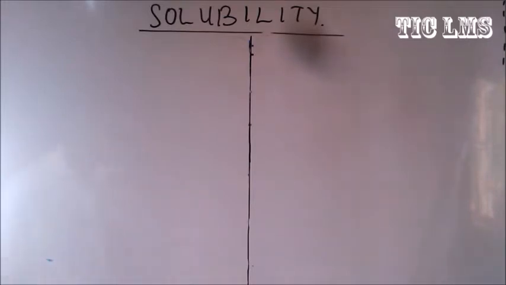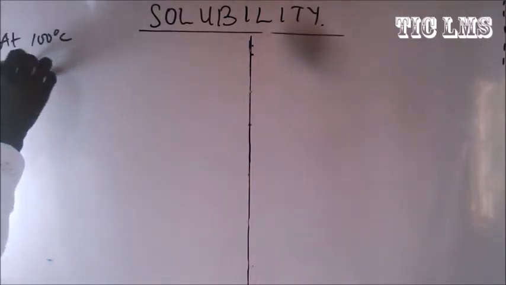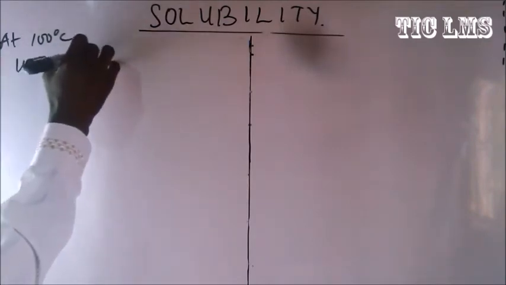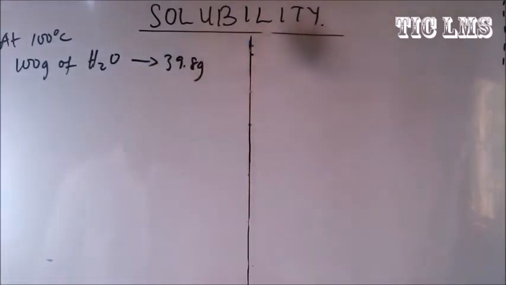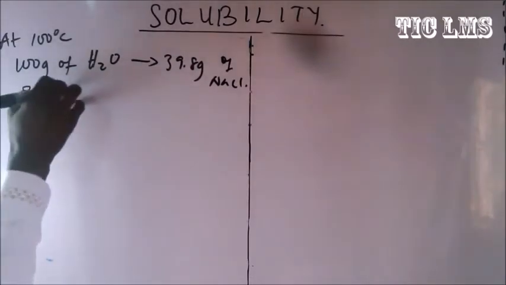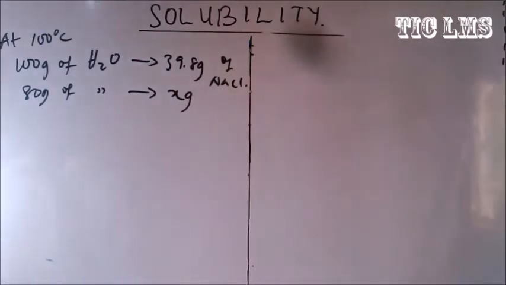So what we need to do first is this. At 100 degrees Celsius, we have 100 gram of water, which dissolves 39.8 gram of sodium chloride. So if we now have 80 gram of water, what will be the mass of salt that will precipitate?